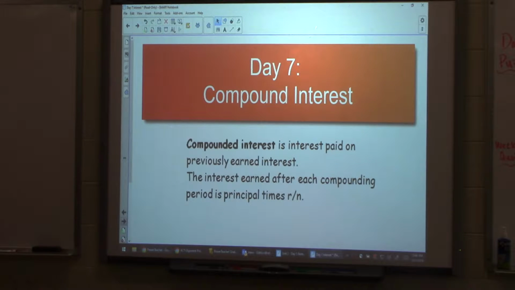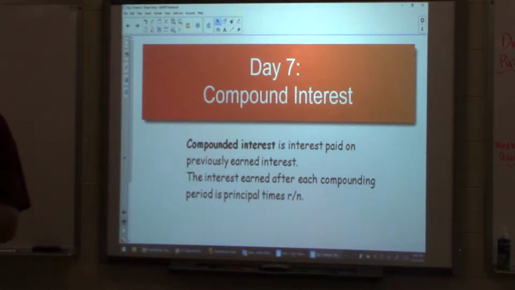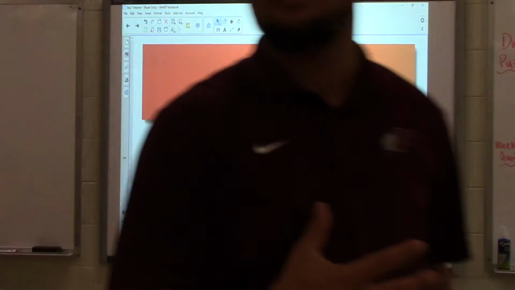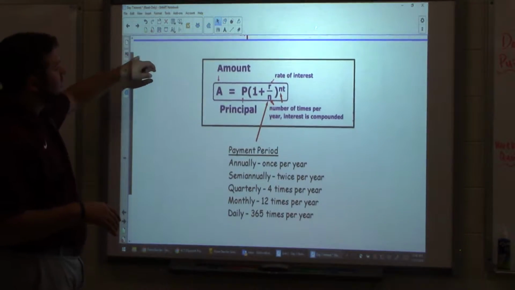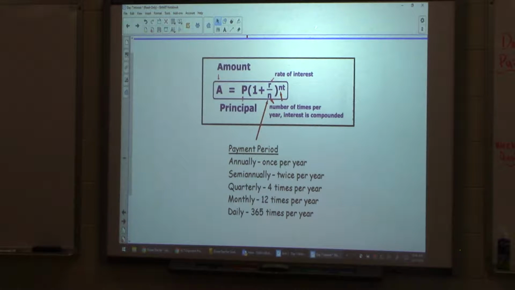Our last day of notes, though. We're talking about compound interest: interest paid on previously earned interest. Every time it compounds, we earn more and more money. So we do have a new formula, because we're talking strictly with money. Our new formula: A equals P times (1 plus R over N) to the N times T power.